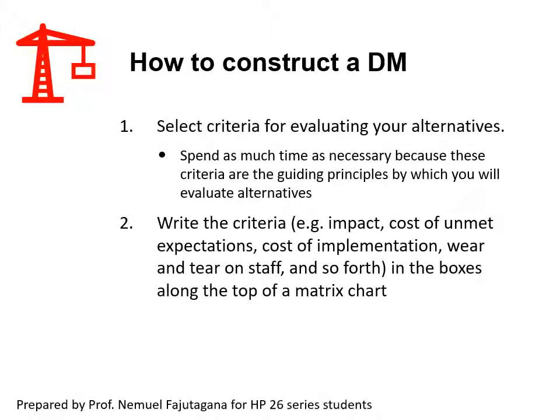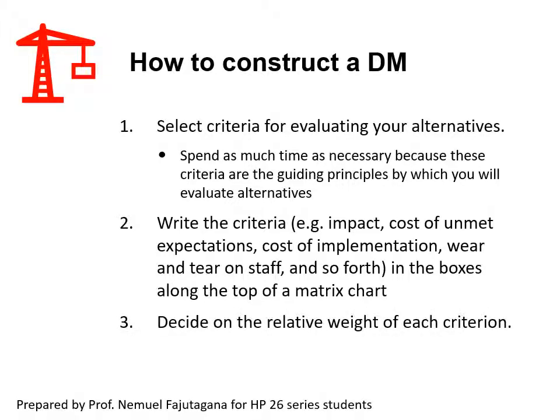Write the criteria in terms of impact, for example, cost of unmet expectation, cost of implementation, wear and tear, and so forth. And then decide on the relative weight of its criteria. So you don't just say equal. There might be bigger one.